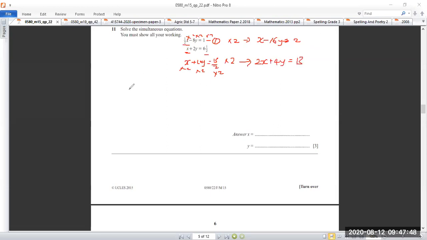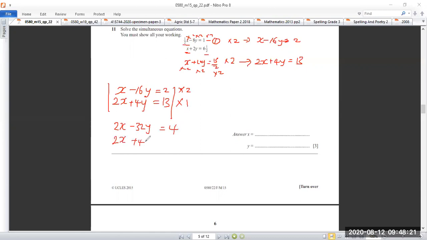So we have these two equations here: x minus 16y is equal to 2, and 2x plus 4y is equal to 13. Then we can eliminate. It's easier to eliminate x. Multiply the first by 2 and the second by 1. So this is 2x minus 32y is equal to 4. Then we have 2x plus 4y is equal to 13. And these signs are the same, so we subtract throughout.